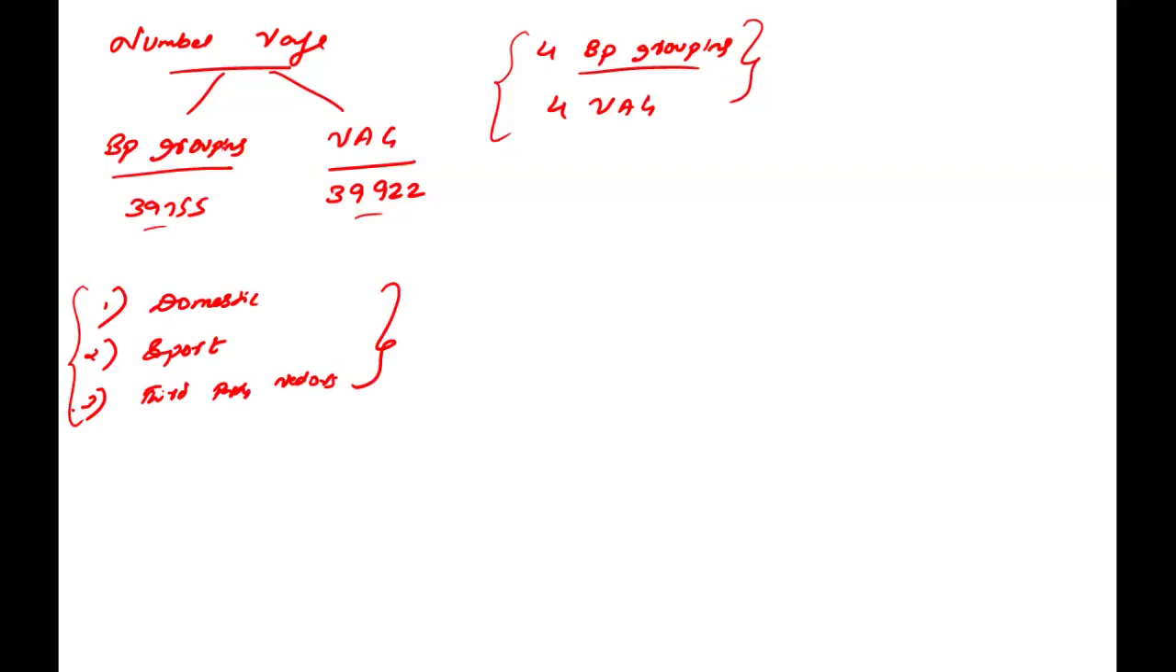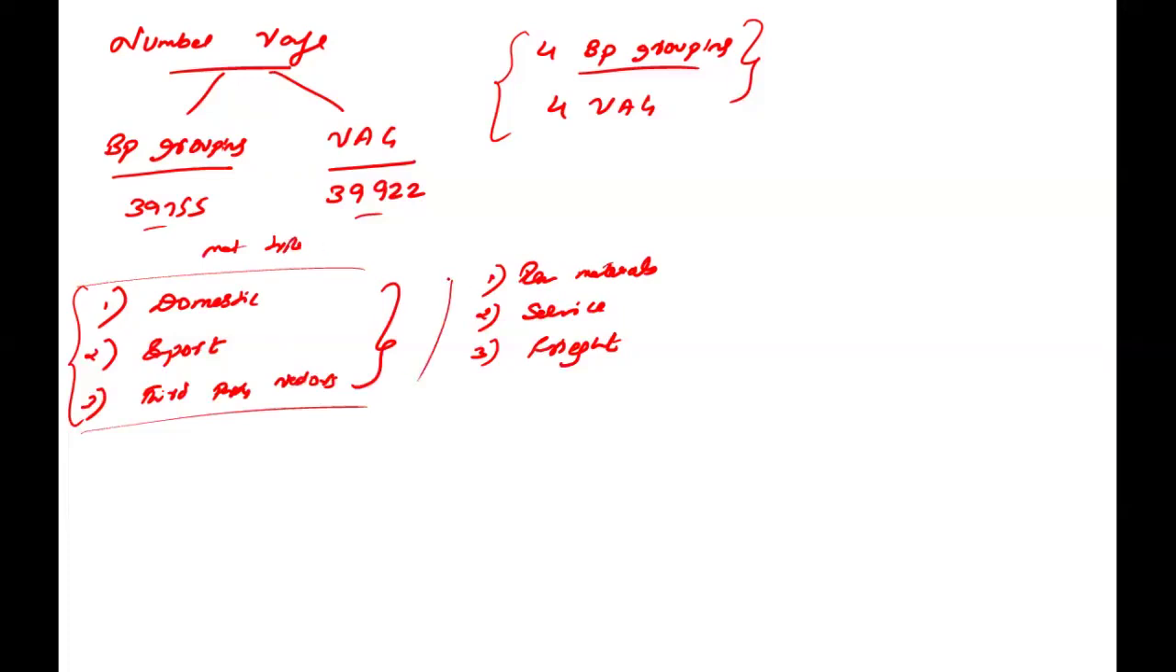There is one requirement, and they can also go with the material type. All the raw material vendors should be segregated in one category. All the service vendors should be categorized into one account, and all the freight vendors into another type, and assume that this is a material group.